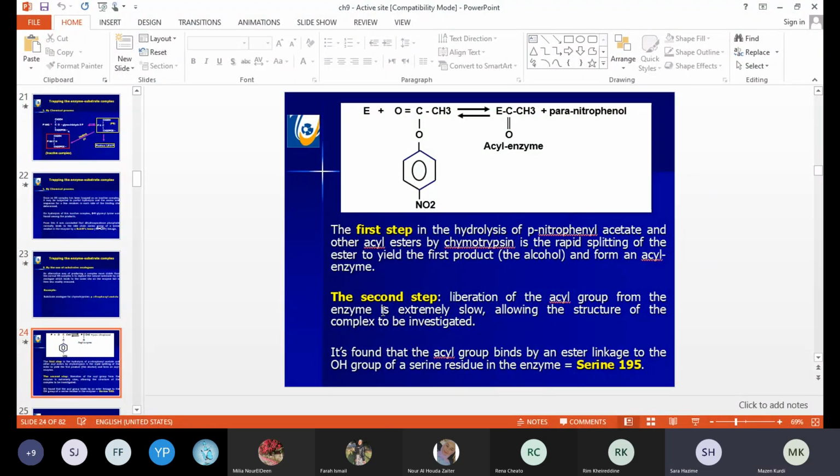And they found that the acyl group binds by an ester linkage to the OH group of a serine present in this enzyme, and this serine is serine number 195. They were able to identify serine 195 as an important component of chymotrypsin in the active site, one of the catalytic triad of chymotrypsin. So using an analog of the substrate, they were able to trap an ES complex in another form and analyze it to identify amino acids involved in the triad.